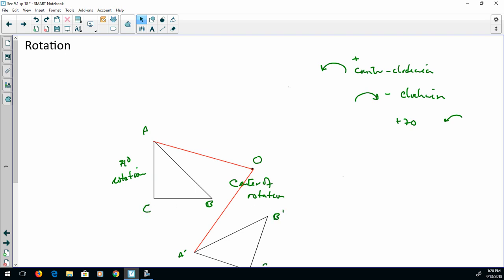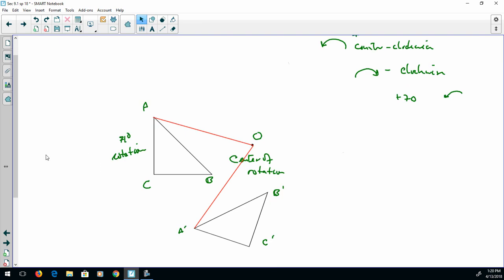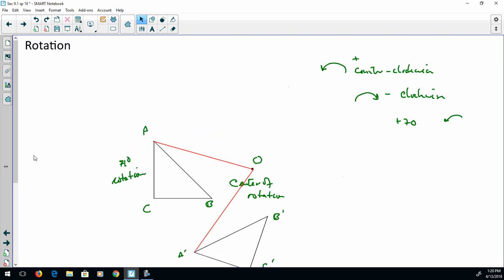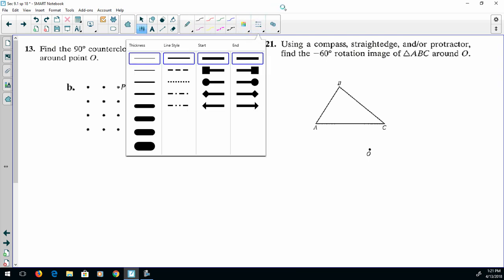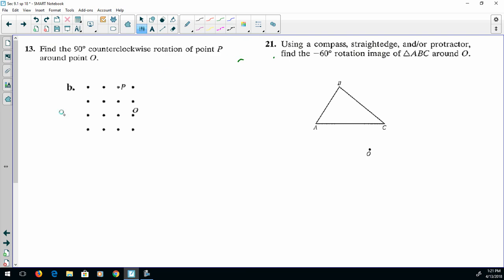Okay, so let's play with some rotation problems from the text. Okay, here's one where we're looking at kind of like a pegboard or something here, and we want to know what it takes to rotate P 90 degrees counterclockwise around O. So where counterclockwise is a positive direction, like that. Okay, so it's going to be a 90-degree rotation that way.